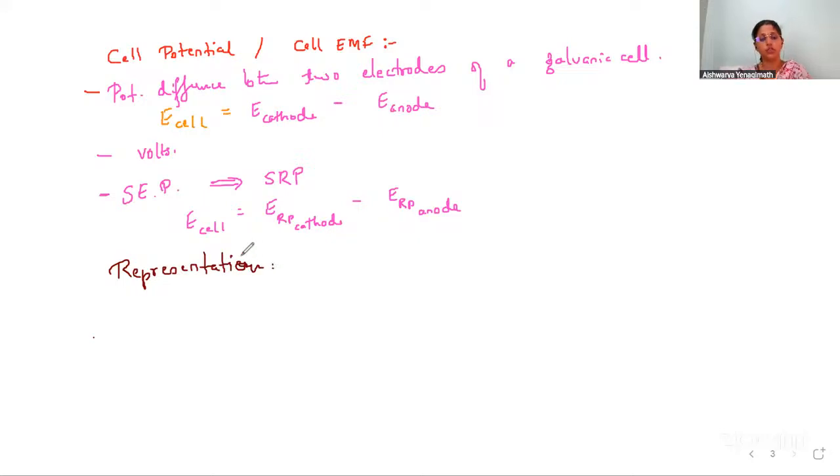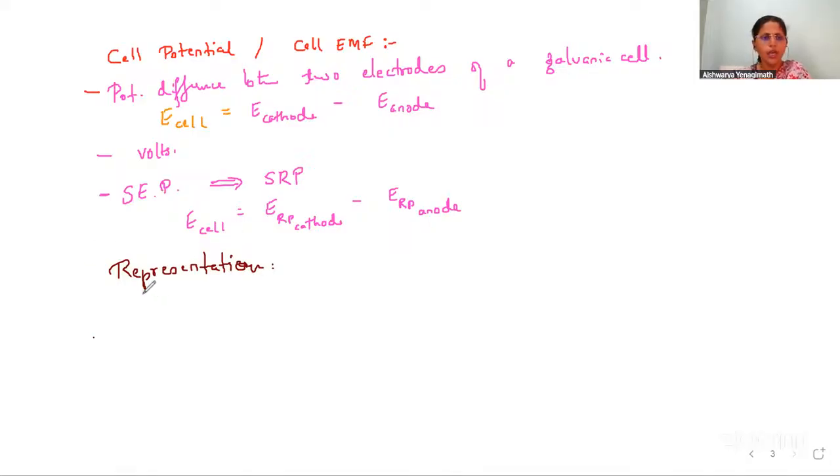See, a galvanic cell is generally represented by putting a vertical line between the metal and its electrolytic solution. And so there are two electrodes, so two electrolytes. Between metal and electrolyte, you put a vertical line. And these two half cells are separated by a double vertical line.